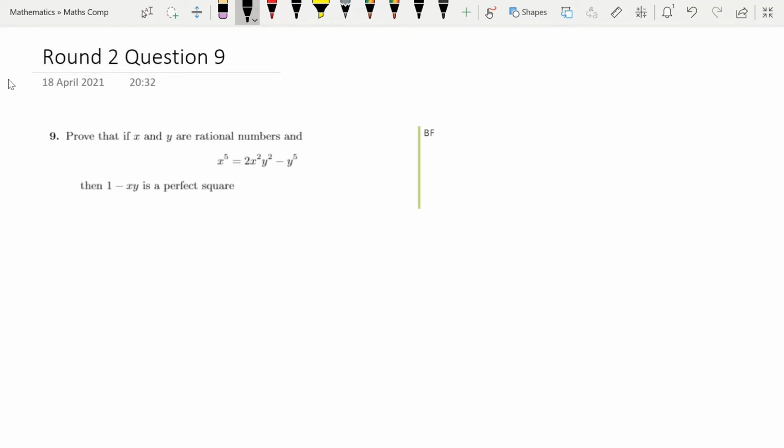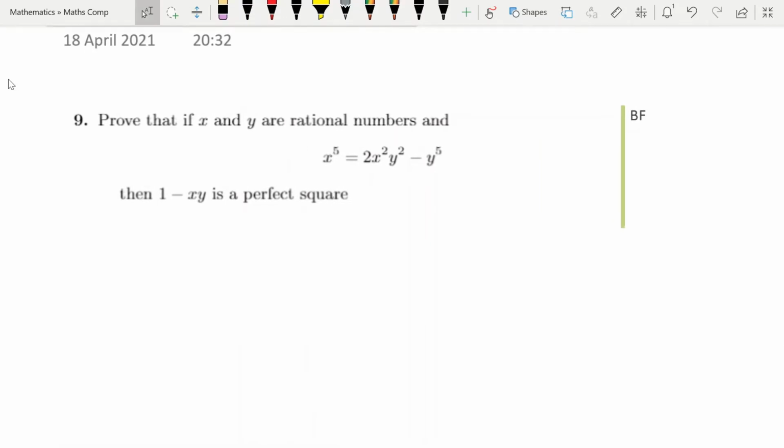Hi, I'm going to be walking through question 9 of the Maths Olympiad. This question is a nice number theory question, and I'm going to be going through one of the solutions. I'm sure there's many others, and I'm interested to see your guys' solutions, but I'm just going to be going through mine real quickly.